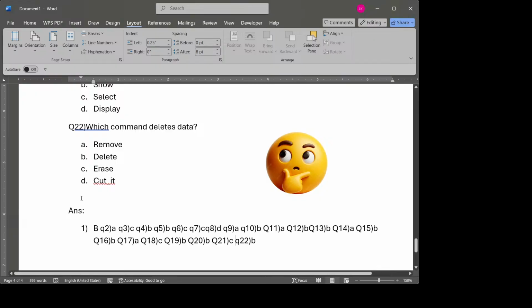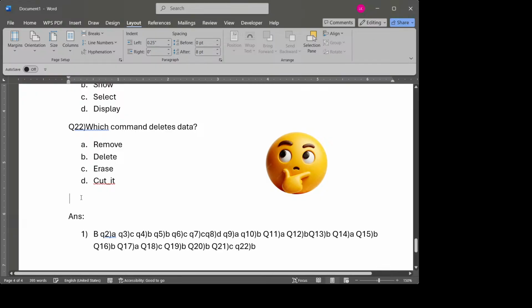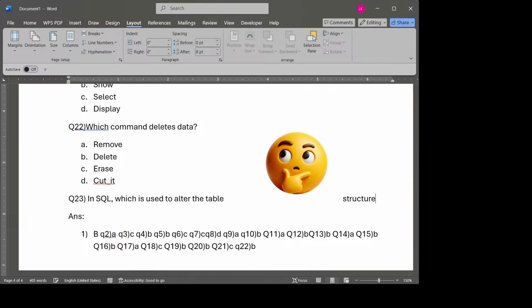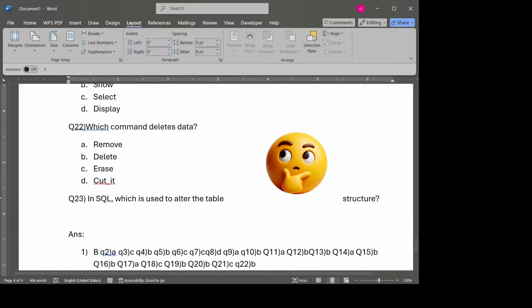Okay, now going to write some more questions here. Question 23. Now 23 is: in SQL, which is used to alter the table structure? Okay, answers are here.